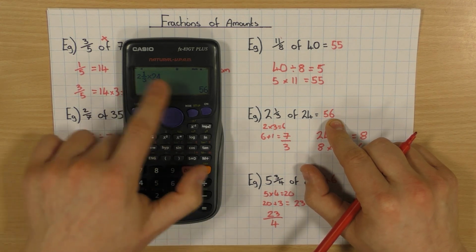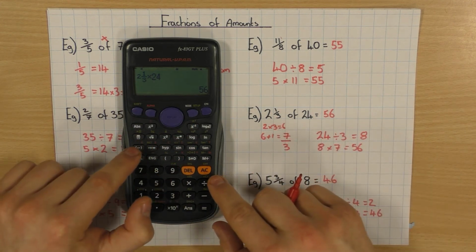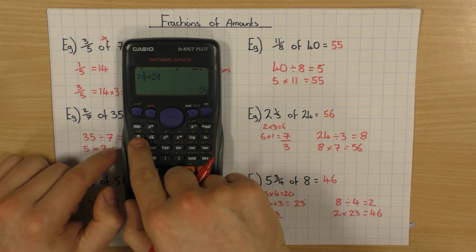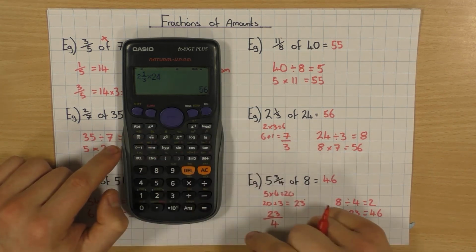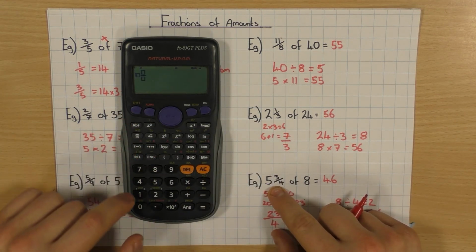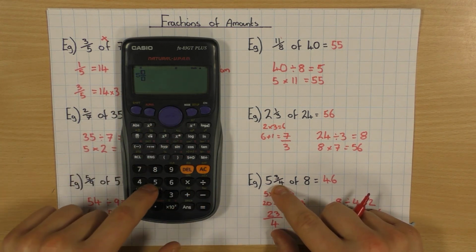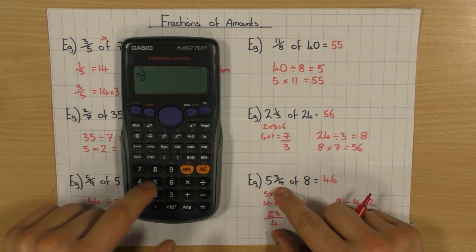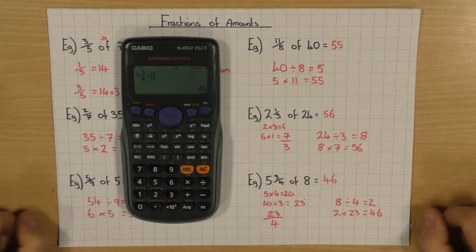Okay, so if you're using a calculator and you have a mixed fraction, use that shift. You see it in yellow on your calculator if you've got one, you'll have the mixed one there. So exactly the same thing here, I'm going to press shift, get my mixed fraction ready, substitute in all the numbers, so 5 and then 3 is the numerator, 4 is the denominator, times by 8, there we go, 46.